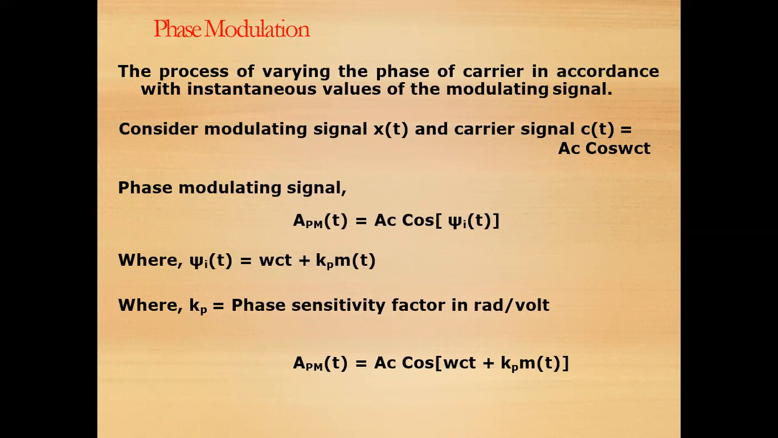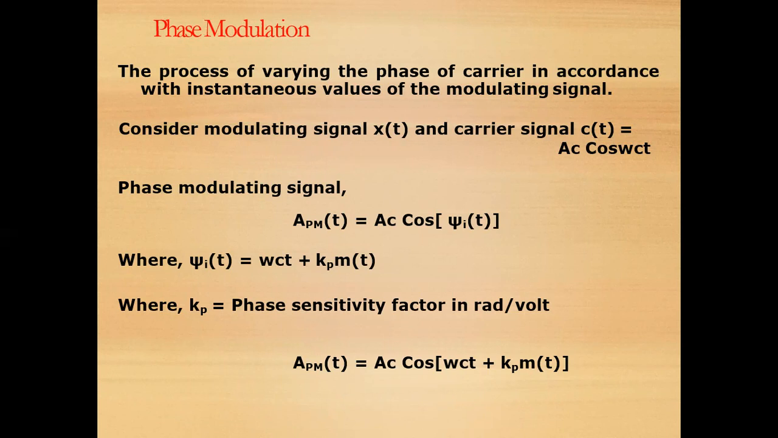Phase modulation is defined as the process of varying the phase of the carrier signal in accordance with the instantaneous value of the modulating signal. As we know, we represent our message signal with x of t and the carrier signal with c of t. Now, consider the carrier signal c of t, which is Ac cos omega ct.